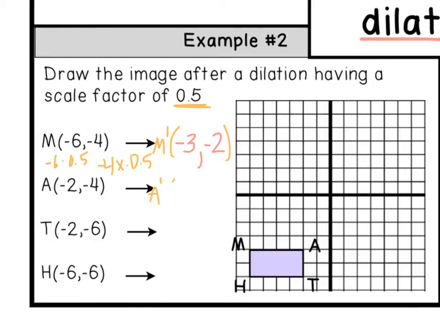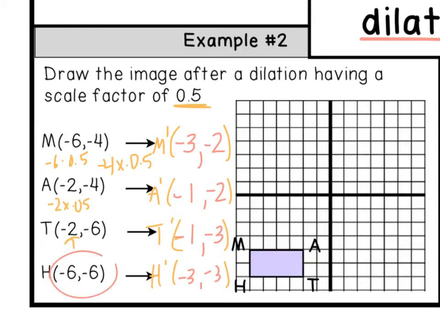We're going to spell math again here. Okay, let's do half. -2 times 0.5, or half of -2 is going to be -1. And half of -4 is going to become -2. And T prime, so this works out nicely because all these numbers are nice and neat. Half of -2 is -1. And half of -6 is -3. And then H prime, and that's going to be -3, -3.